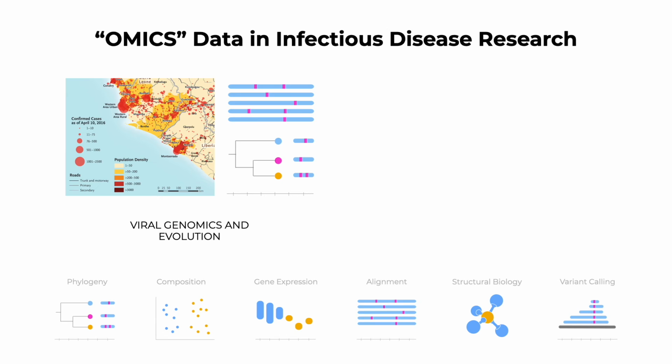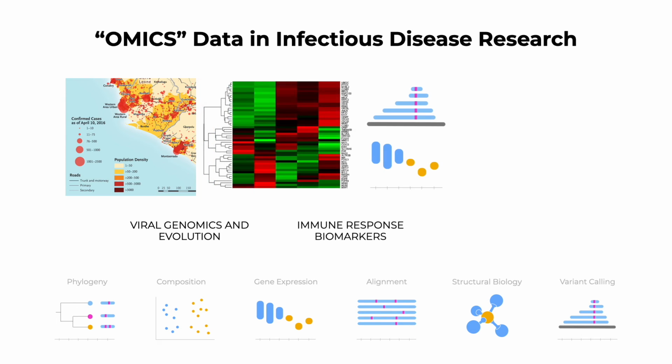We can look at how viral genomics and evolution can help us understand the spread of a disease and identify variants of concern in pathogens, or genetic predisposition of some populations to be more susceptible to acquire disease and potentially have worse outcomes. We can look at immune responses, where we characterize gene expression and study biomarkers or genes that are associated with a particular response.